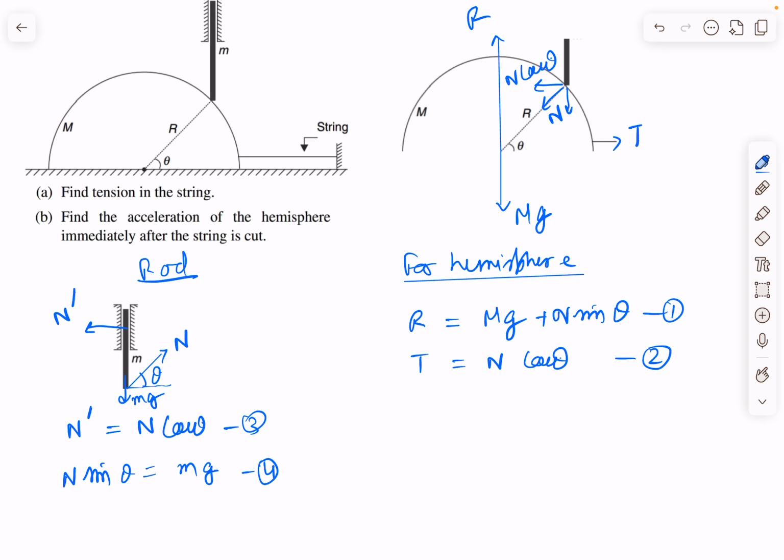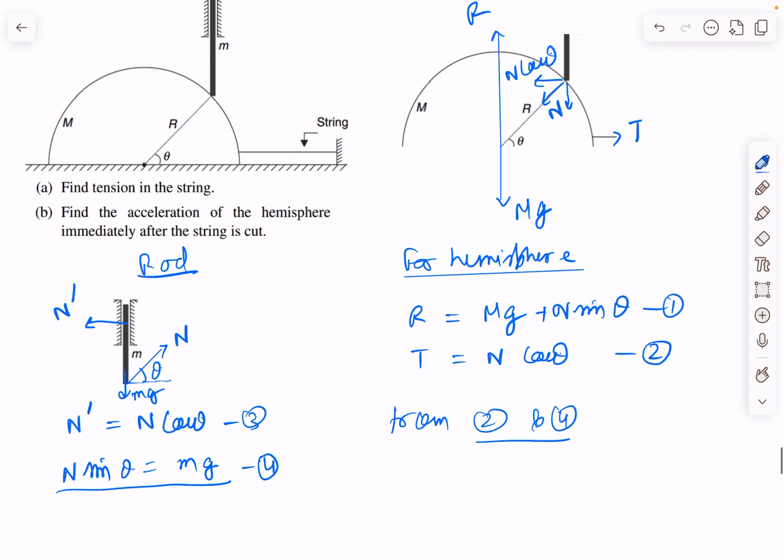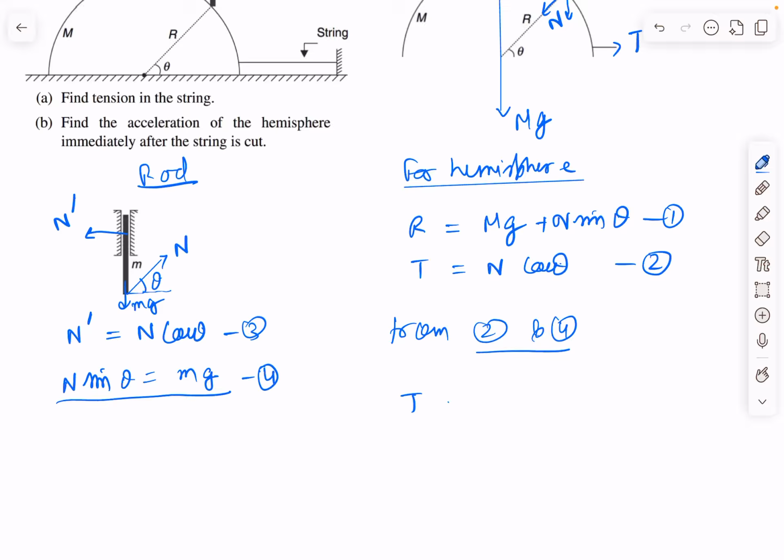Since we have to find the string tension, capital T, that is from equation 2, but we need the value of capital N. So capital N we can substitute from equation 4 in equation 2. So N we can get from here, small mg by sin theta. So from 2 and 4, on solving, we directly get the value of T as mg by sin theta, and N cos theta is there, which will give us mg cot theta. So this is the answer to the first part.